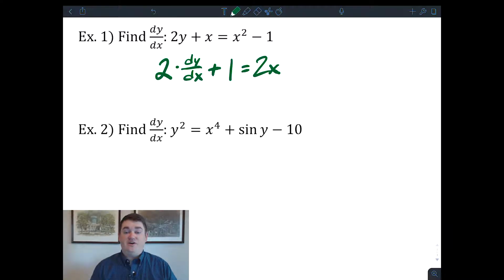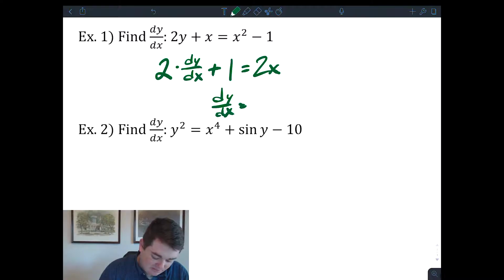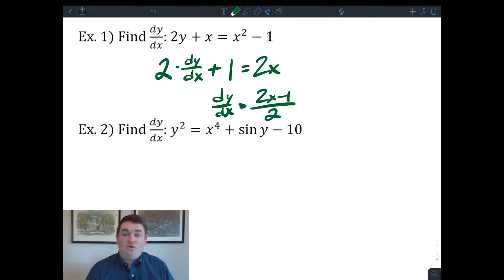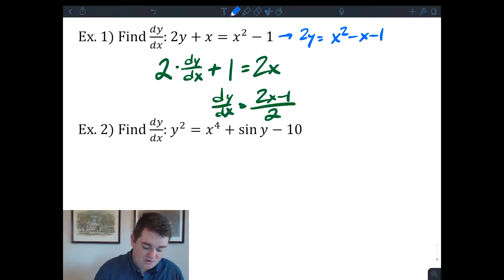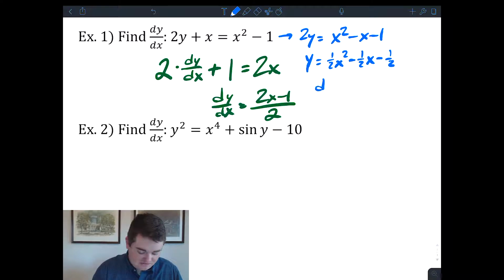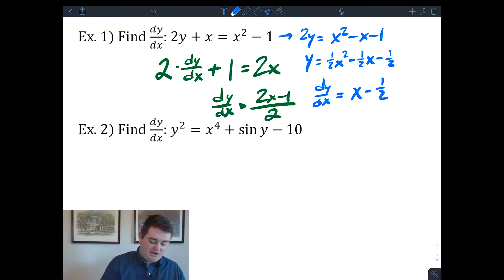So if my instructions are to find dy/dx, then I want to get dy/dx by itself. So I'm going to subtract the 1, divide by 2: dy/dx equals (2x minus 1) all over 2. Now, something I want to point out is that this is not technically an implicit function, because I could have gotten y by itself if I wanted to. 2y equals x squared minus x minus 1. So y equals 1/2 x squared minus 1/2 x minus 1/2. And I can take its derivative, dy/dx, just the normal way, using the power rule, would be x minus 1/2.